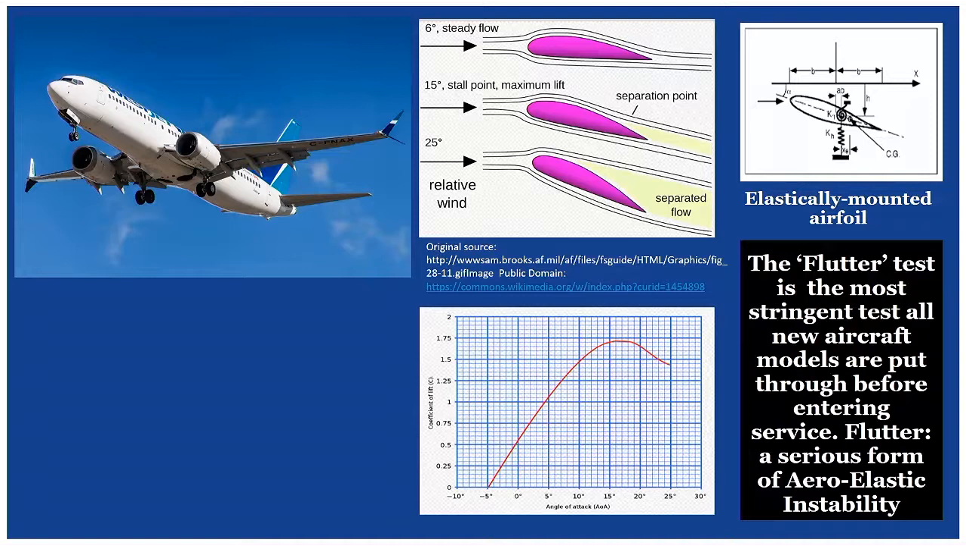The most stringent test that an aircraft is put through is known as the flutter test. All new models of aircraft are put through a flutter test. Flutter is an aerodynamic instability which can occur more frequently than you can imagine. The Boeing 777 failed the flutter test at first. The Super Jumbo, the Airbus A380, failed the flutter test. The stealth bomber failed the flutter test. So this is quite common. In some cases you can fix it, but in other cases it can be catastrophic.